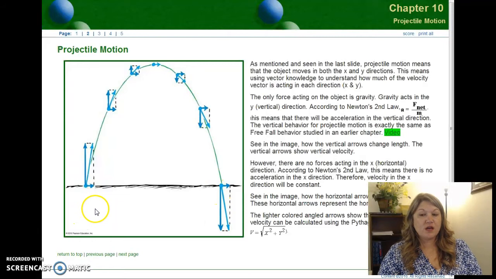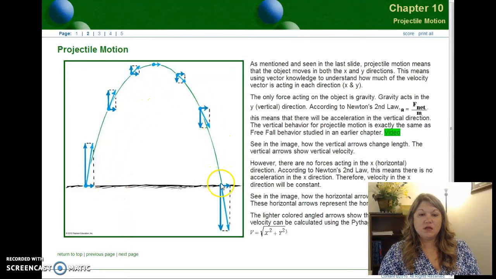Now horizontal motion. What do you notice about these arrows? They are completely constant. No change. No different. Which makes sense, right? There's no forces acting in that horizontal direction, so velocity stays the same.